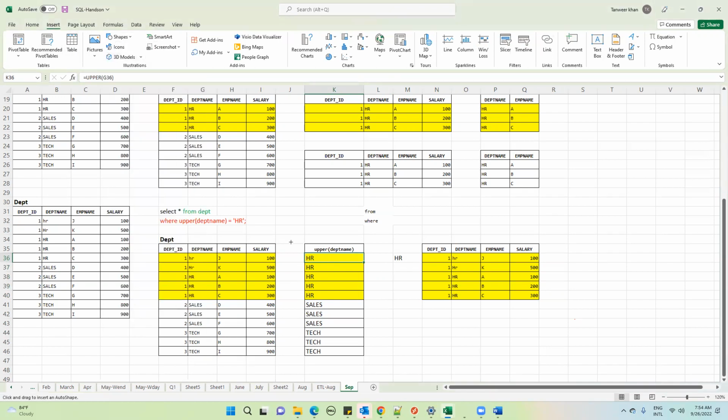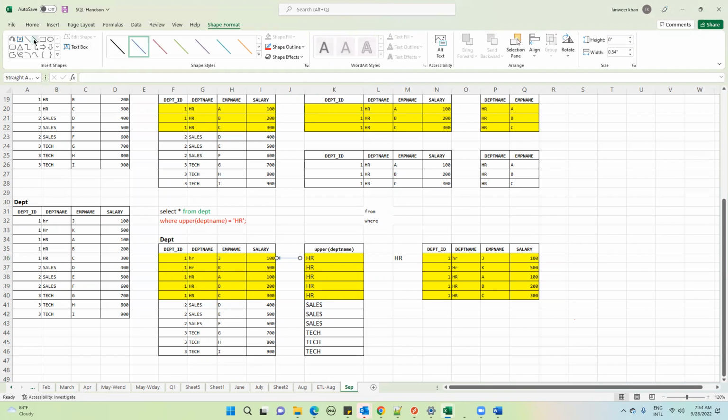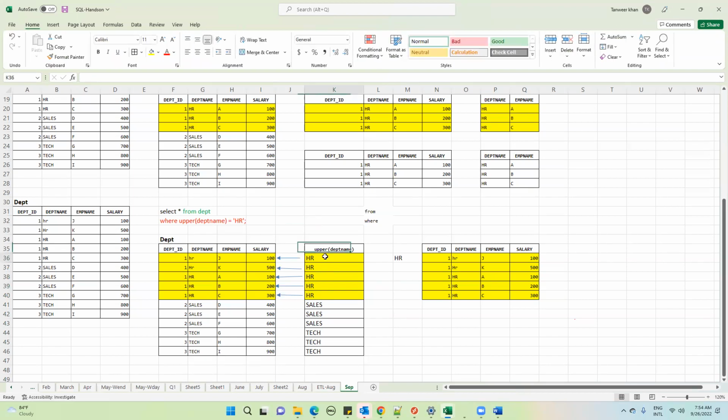Corresponding of this HR is this one, right? Corresponding of this record is this one, correct? Similarly, corresponding of this is this one. So here UPPER I'm just using for reference. Corresponding of this is this, corresponding of this is this. Now these are all records, so we will copy them and keep them here. Is it clear, Tanvir?